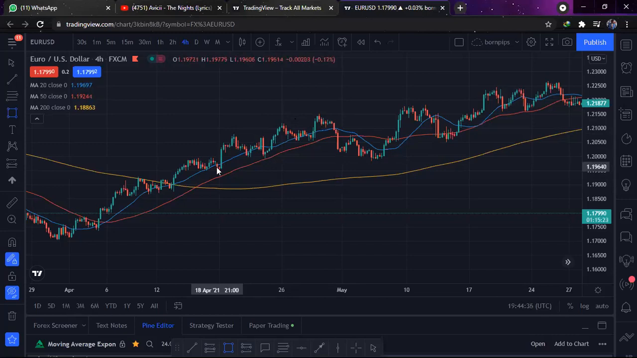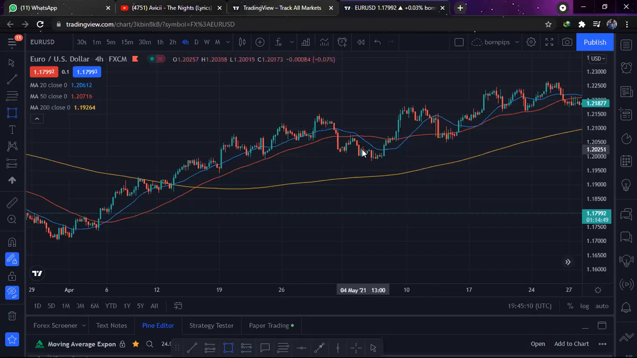From the period of 19th April all the way to 29th April, so that's 10 days, in 10 days you've made 280 pips if you follow it and do it well. From the 29th you couldn't make any profit because the price was doing the opposite.